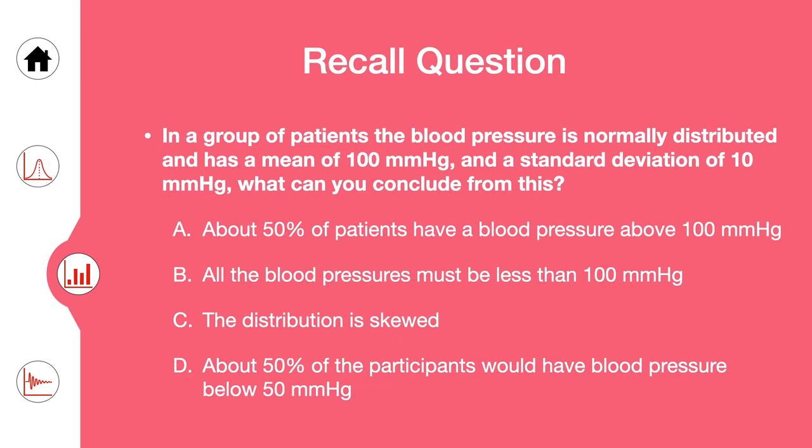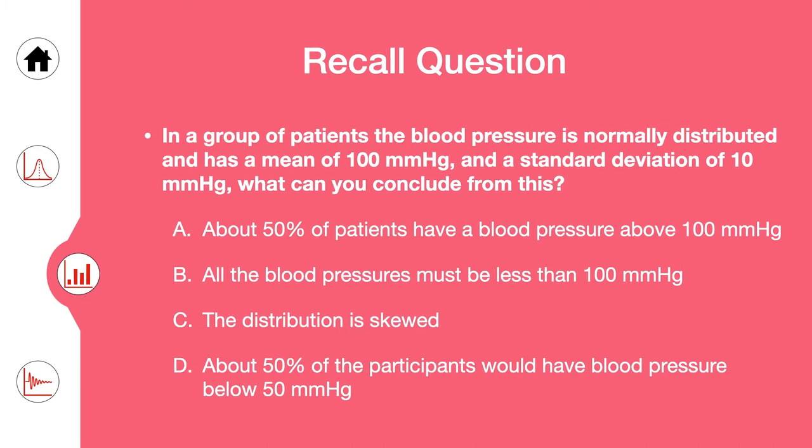So here's a quick question to jog your memory. In a group of patients, the blood pressure is normally distributed. It has a mean of 100 mmHg and a standard deviation of 10 mmHg. What can you conclude from this statement? So pause the video, read through the choices, and figure out the answer.